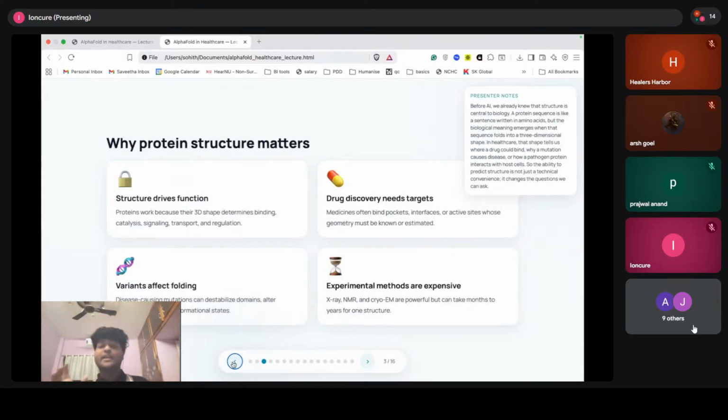Before AI, we already knew that structure is pretty much central to biology, protein structure. A protein sequence is like a sentence written in amino acids, but the biological meaning emerges when that sequence folds into a three-dimensional structure. It could be a beta sheet, it could be a helical structure, or it could be a loop.